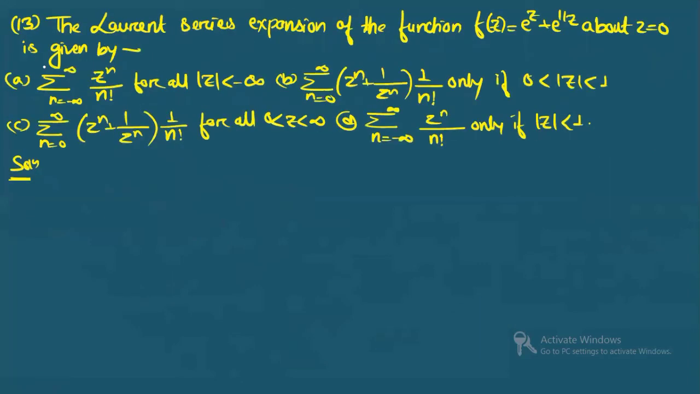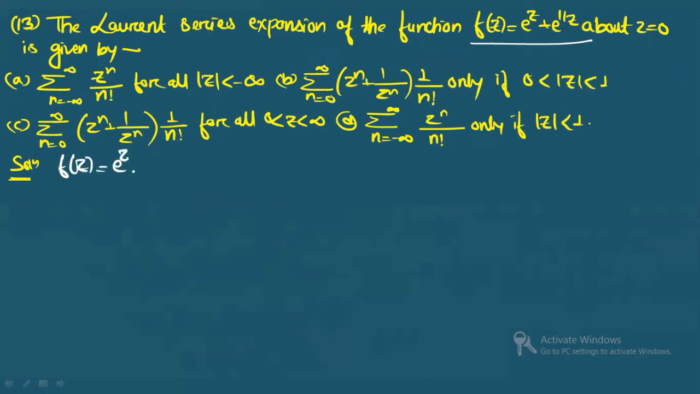Now let's see question number 13. This is going to be a bit complicated, but it's not that tough. Here it is said the Laurent series expansion of the function f(z) equals e to the power z plus e to the power 1 by z about z equals 0 is what? You will have to find the Laurent series expansion of this function about the point z equals 0. Clear? So first you will write f(z) equals what?